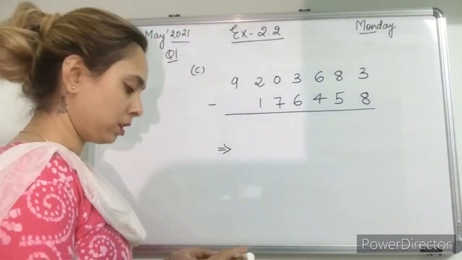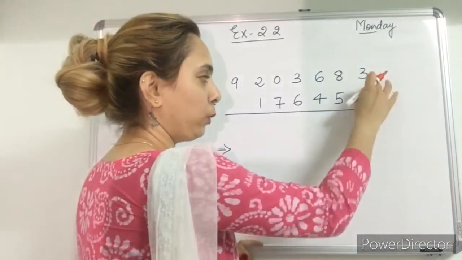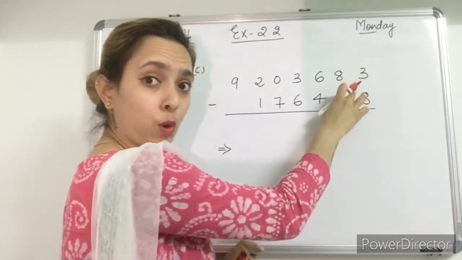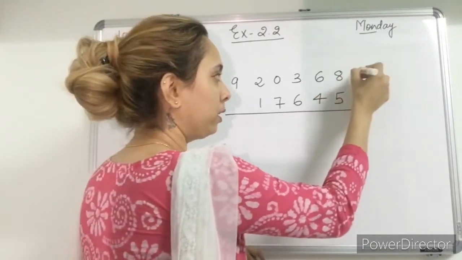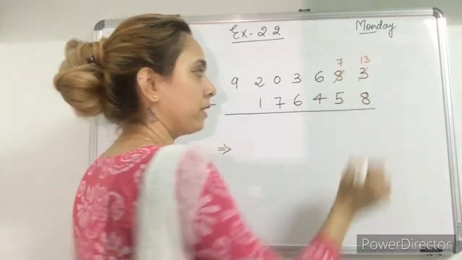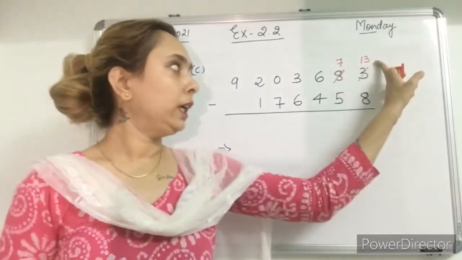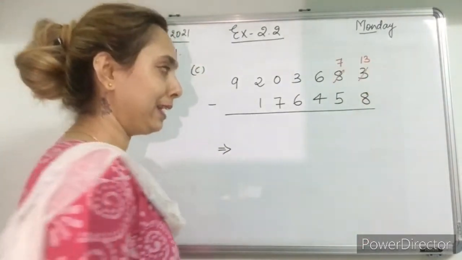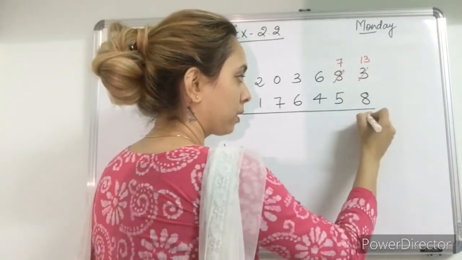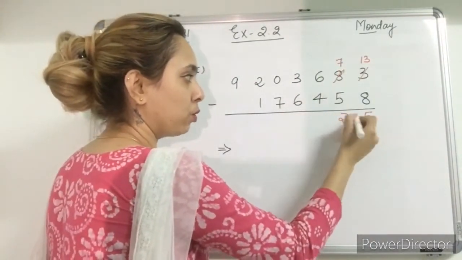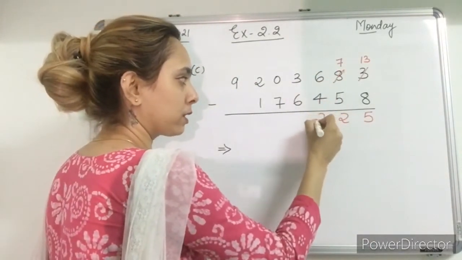So let's start. This is our minuend, this is our subtrahend. Minuend should be greater, but here 3 is smaller. We will borrow the number from here. It will become 13 and this will become 7. So here 13 minus 8 is possible now. 13 minus 8 will be 5. Next is 7 minus 5 is 2. 6 minus 4 is 2.